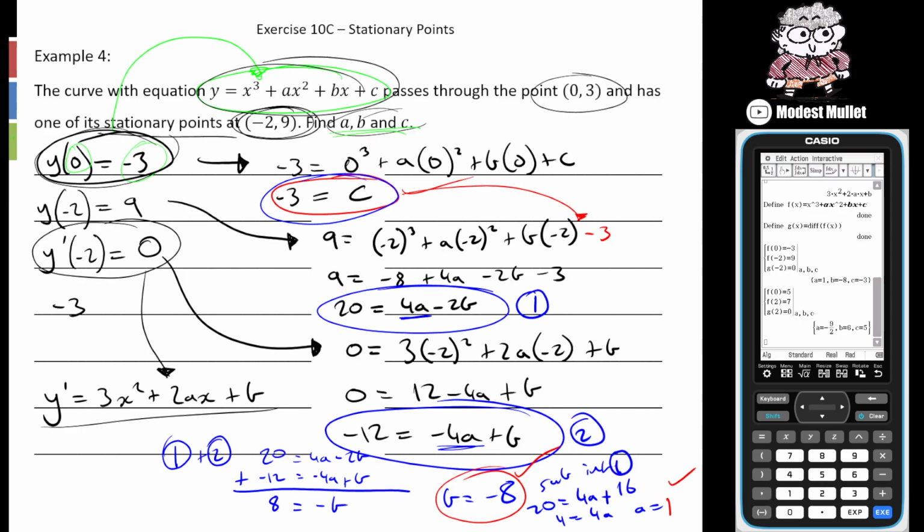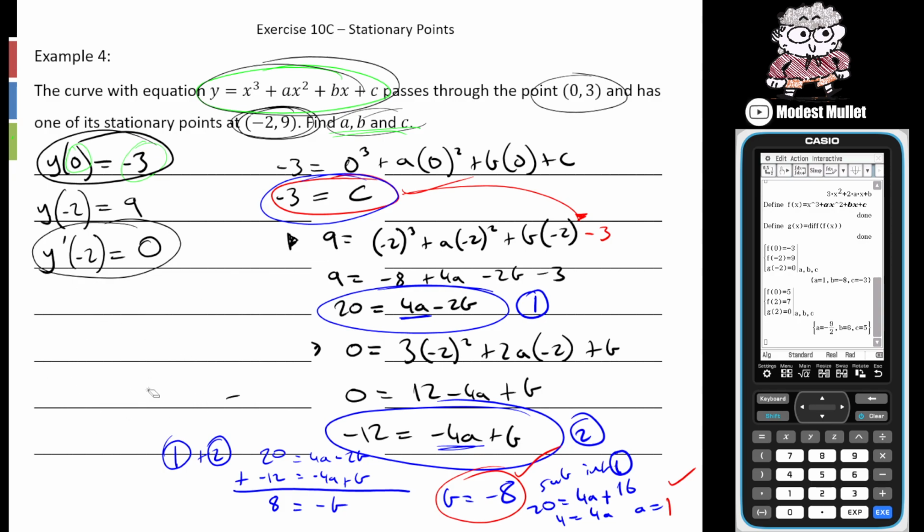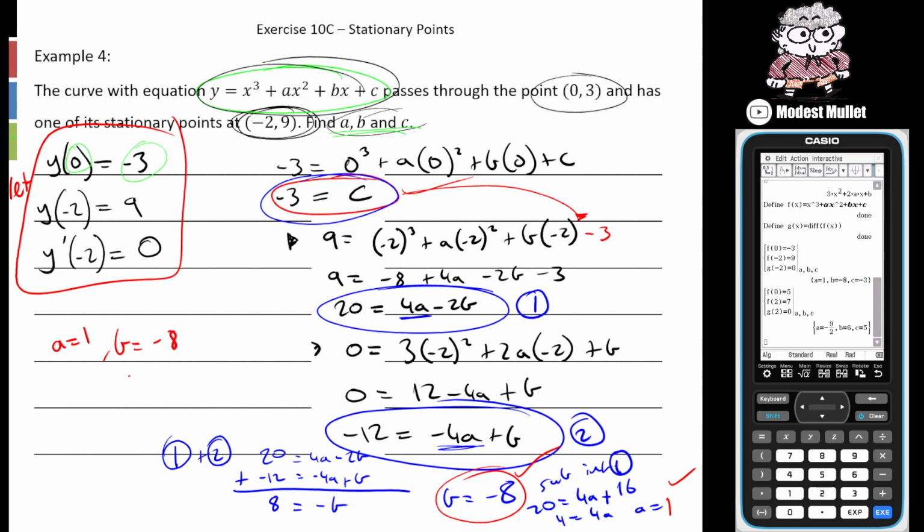So again, if you've got a CAS active exam question, all your working out would be this bit here with the word let in front of it. Let those things happen, and then you put your answer from your calculator. A is equal to 1, B is equal to negative 8, C is equal to negative 3. You don't need to show yourself manually doing the substitution. You don't need to show yourself even finding the derivative.